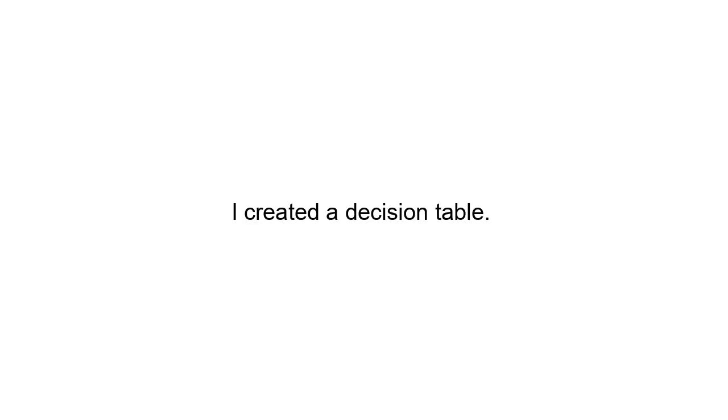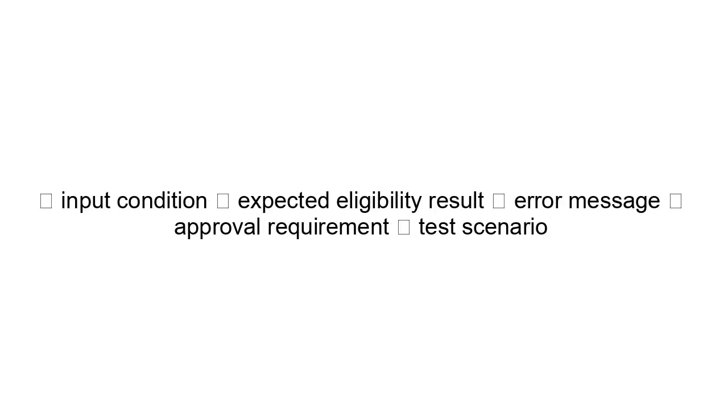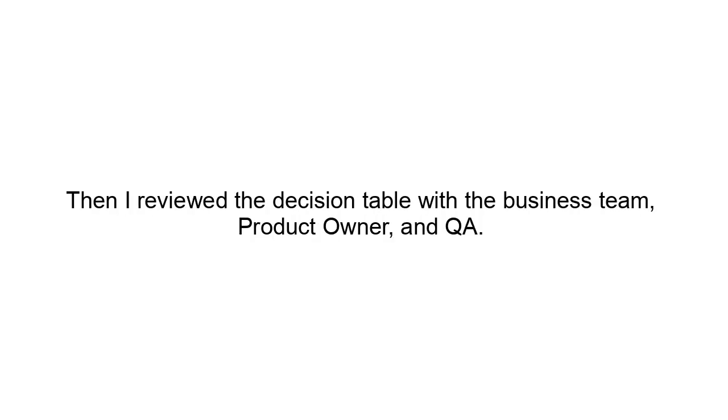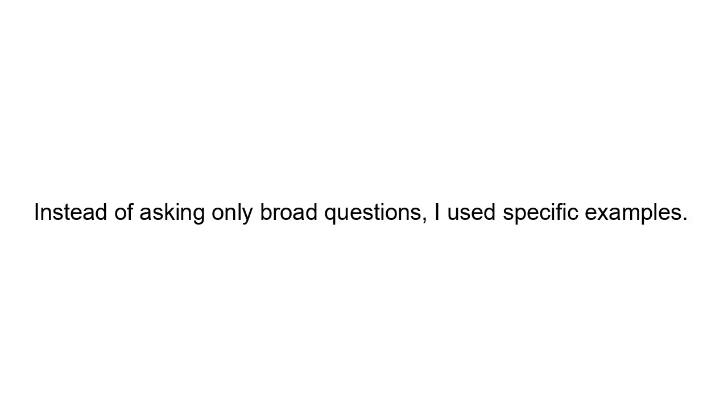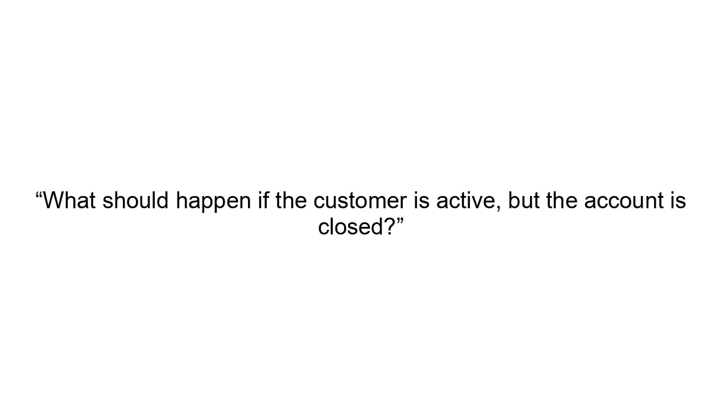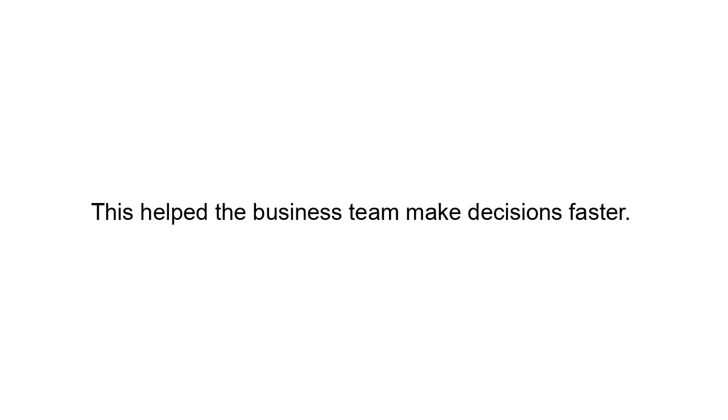I created a decision table. The decision table showed key input condition, expected eligibility result, error message, approval requirement, and test scenario. Then I reviewed the decision table with the business team, product owner, and QA. Instead of asking only broad questions, I used specific examples. For example, what should happen if the customer is active but the account is closed? This helped the business team make decisions faster.